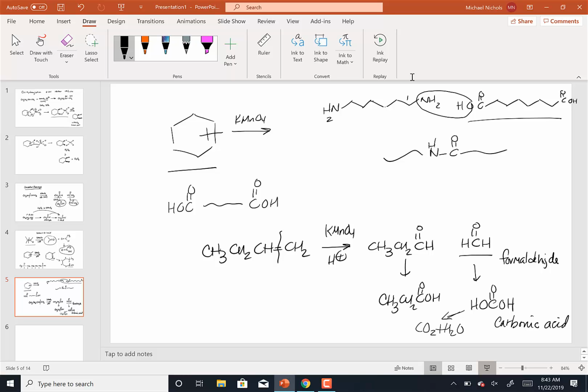So if you do cleavage on what's in this case called a terminal alkene, the alkene at the end of the chain, you would actually see fizzing in the reaction because you would see the carbonic acid being formed and then breaking up into CO2 and water. And that actually can be used as a test for a double bond.